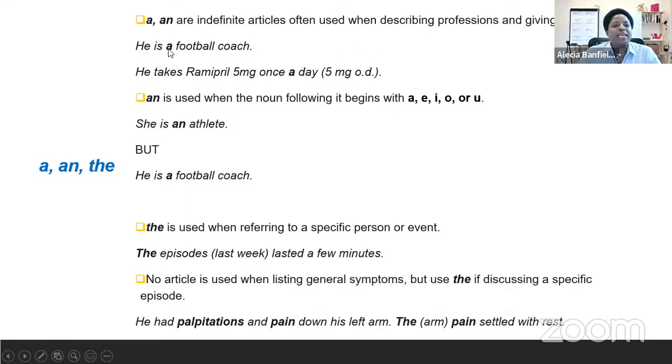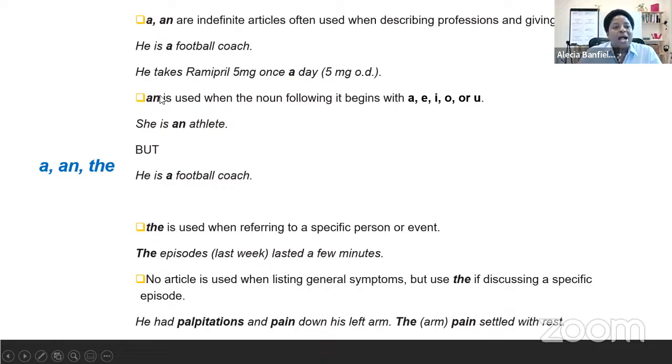So for example, he is a football coach. There are many languages, like Spanish and German, where you don't put an article in front of professions. In English, you do. We also say he takes Ramipril, 5 milligrams a day. That is more idiomatic. It means 5 milligrams once a day, once per day.